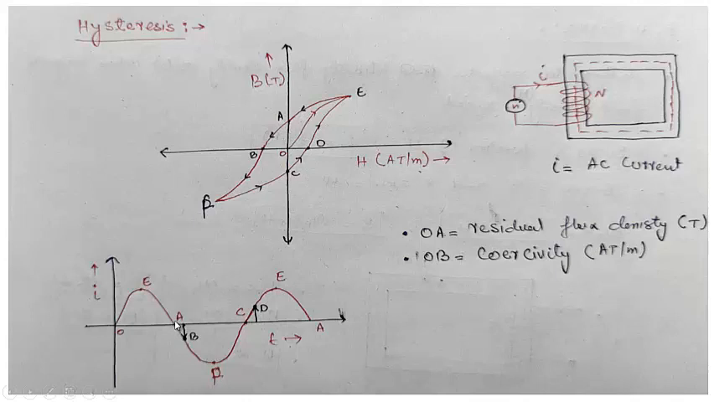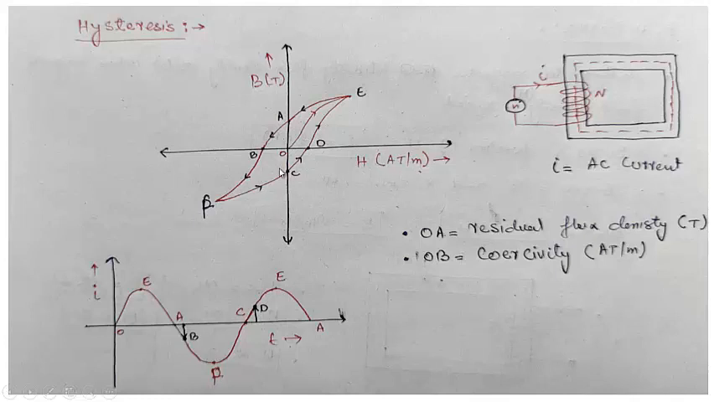Now after point A, the current will reverse. When current reverses, H also reverses. So this is the negative value of H, and when a negative value of current is given, it will try to increase B in the negative direction. Since it has positive B, it will try to reduce it. The value of the current, or H, equal to OB, is required to make this residual flux density equal to 0. This OB is known as coercivity. Its value will be in ampere turns per meter. It's definitely the value of H.